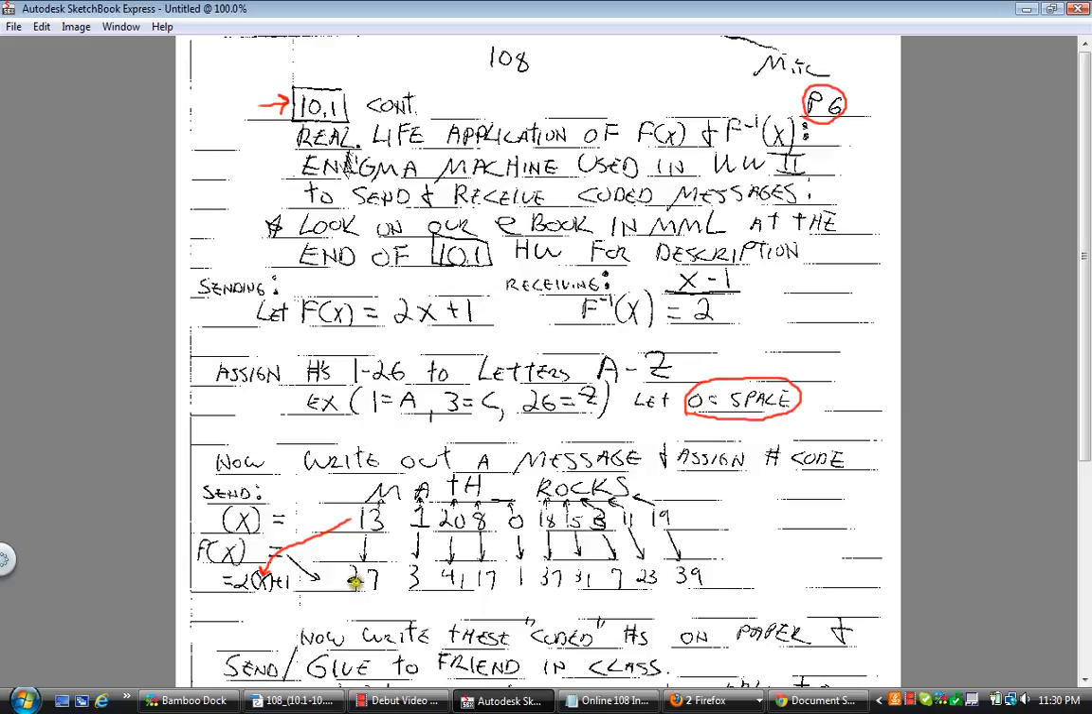So you would just complete this process. There would be a 27. Maybe on the messages you would use dashes between them, so you would know the numbers were different. If you took the number 1 and plugged it into the function, 2 times 1 is 2, plus 1 is 3, then there's your results.